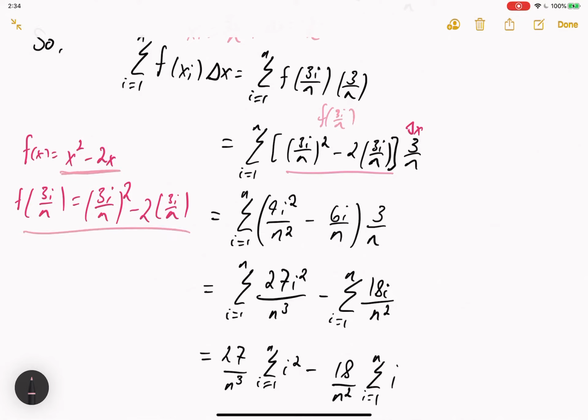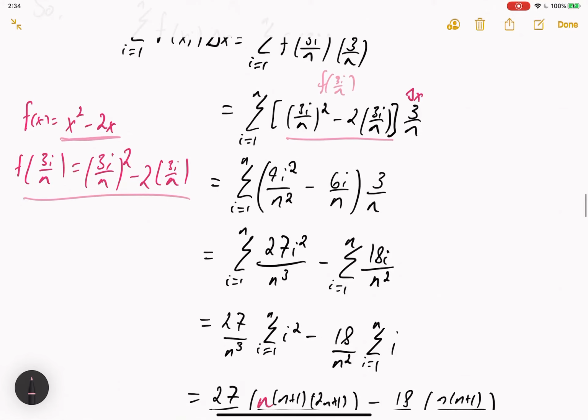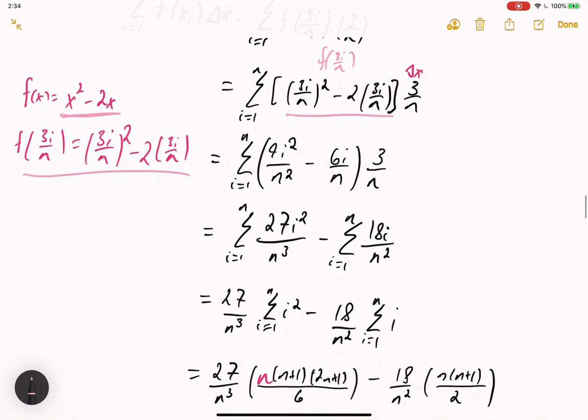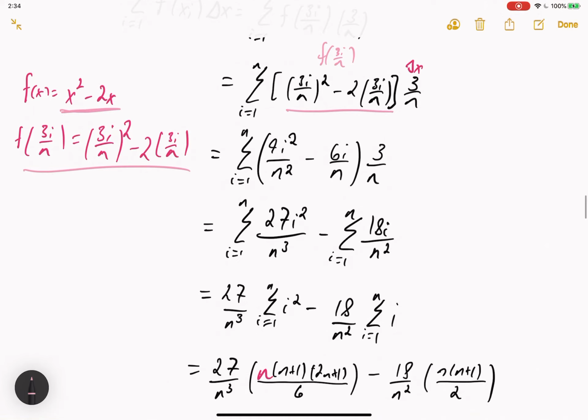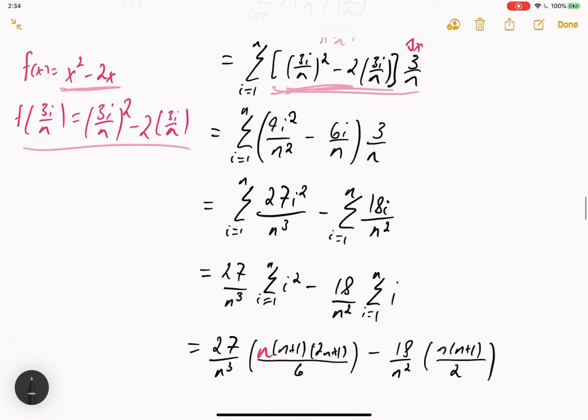And note that i is not an imaginary number. We don't care about imaginary numbers at all. It's just a number squared. So now we've plugged in for f of 3i divided by n, and this is what we get. That's just f of 3i divided by n times our delta x. So this is still the height of the rectangle times the width, and then we're just going to simplify and do some algebra.